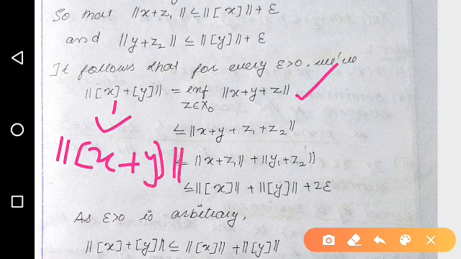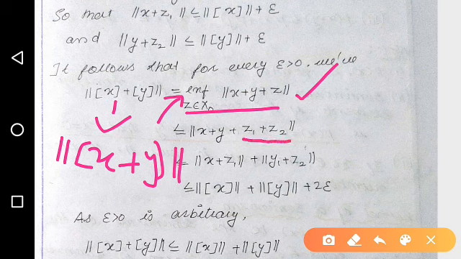Now by definition it is equal to infimum over z belongs to capital X naught of norm of x plus y plus z, which is less than or equal to norm of x plus y plus z1 plus z2. Again, this is the infimum. So infimum is less than or equal to any element of the set of the form x plus y plus some element. Let that element be z1 plus z2, because each of z, z1, z2 belongs to X naught.